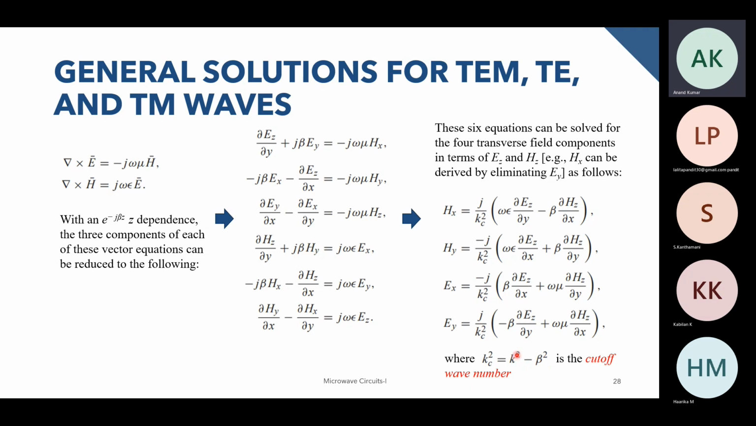K, as you can recall, is the wave number from the previous instances, and beta is the propagation constant over here. And now Kc over here is the cutoff wave number. We'll look into this cutoff wave number. Just remember that this Kc is the cutoff wave number.